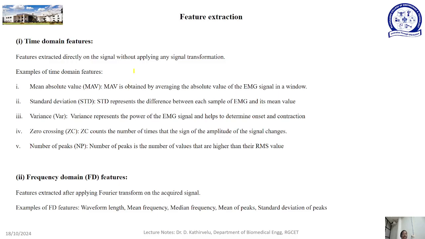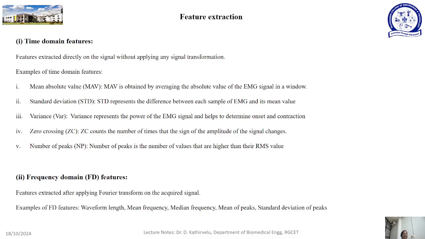So what are the methods of extracting the features? There are many methods. Let us discuss the two methods which are used for extracting features from an EMG, which pave the way for disease classification as normal and abnormal by a computer-based system.